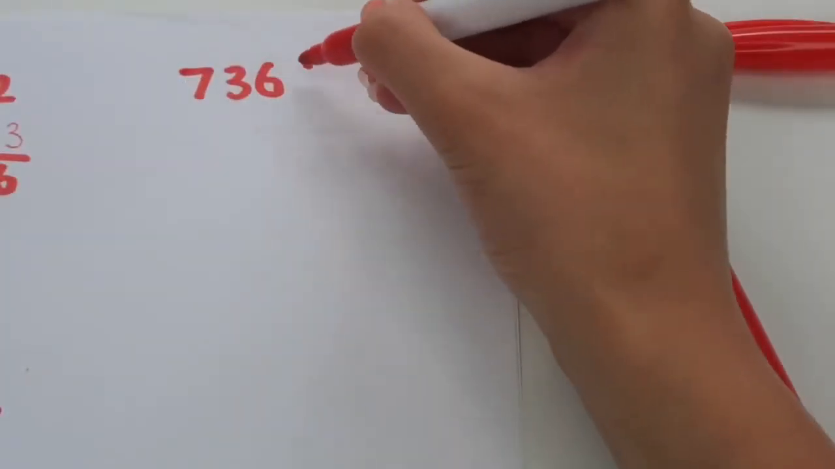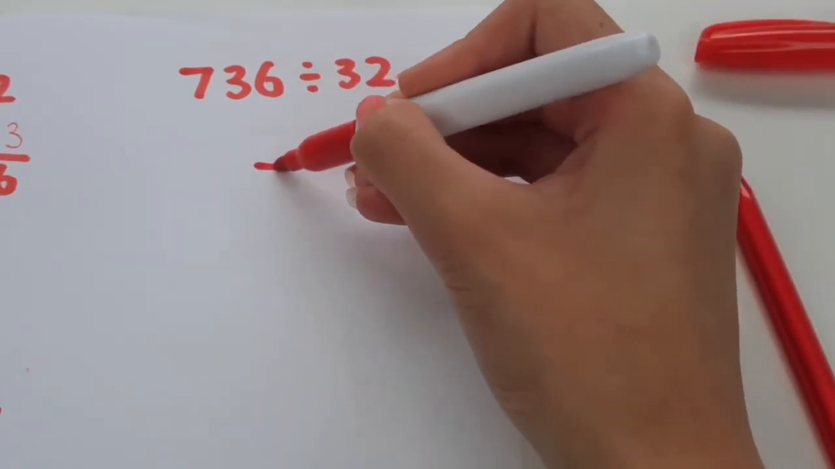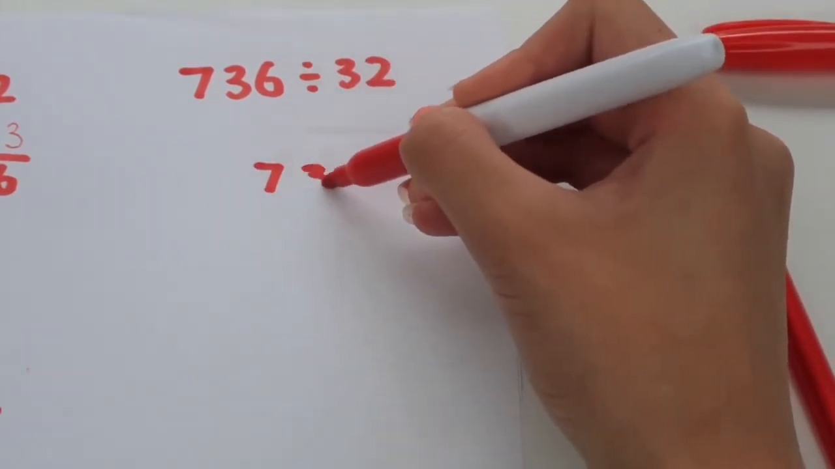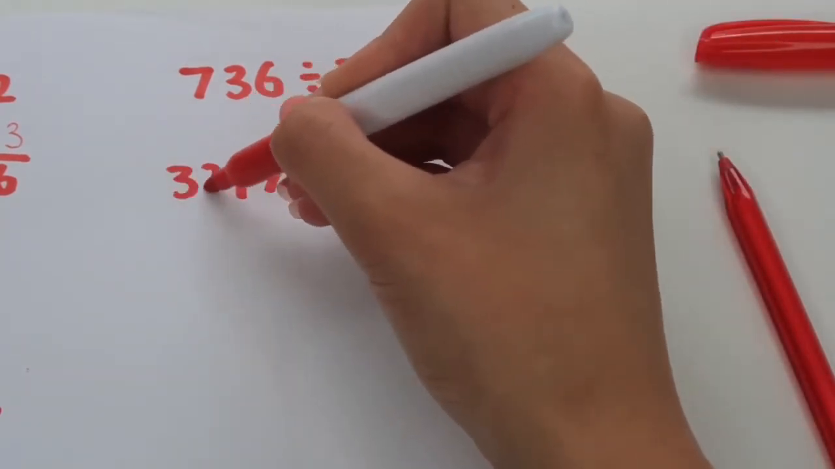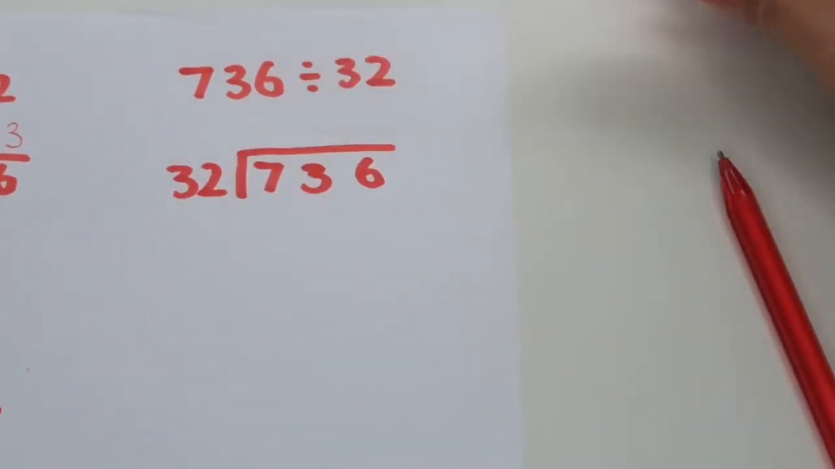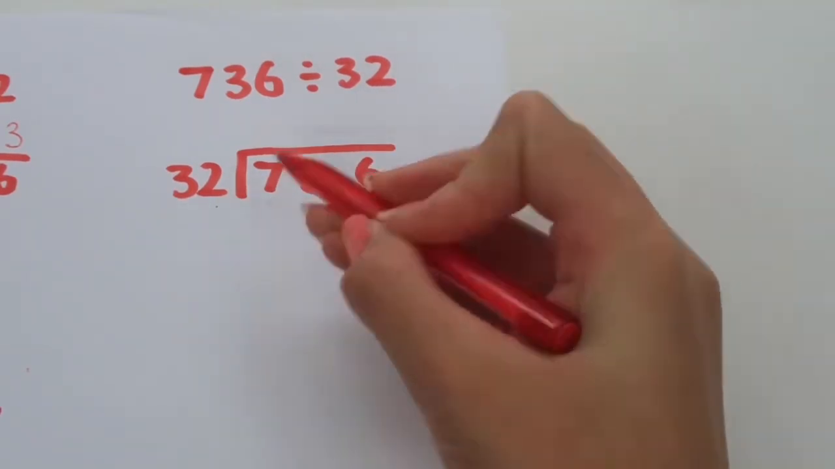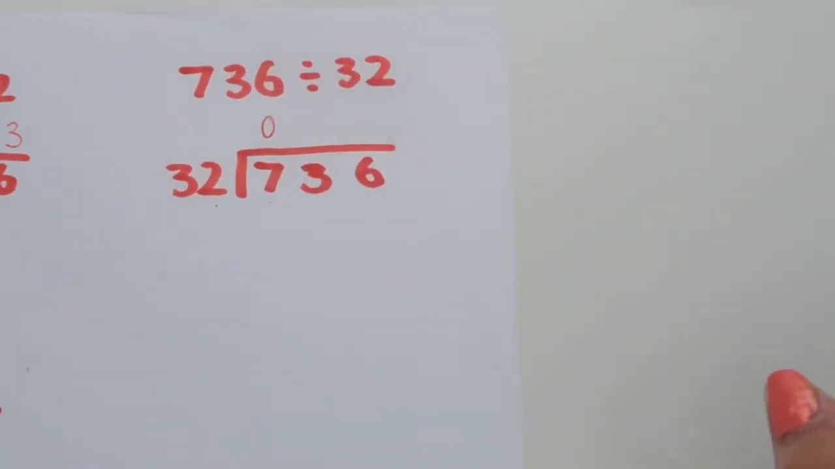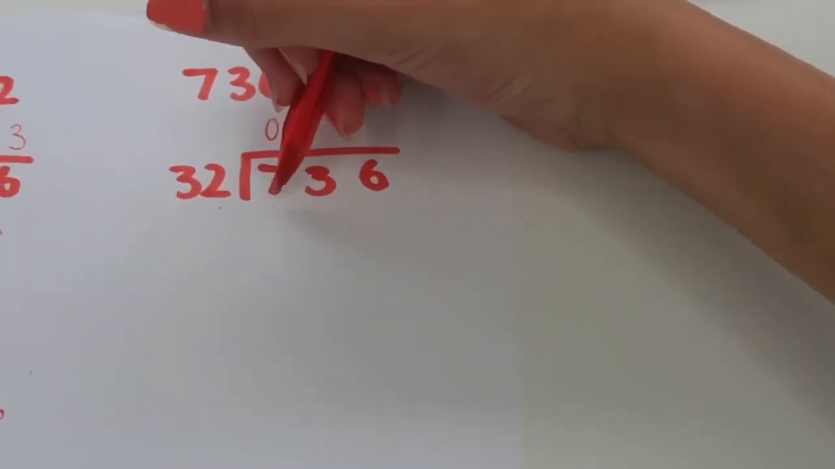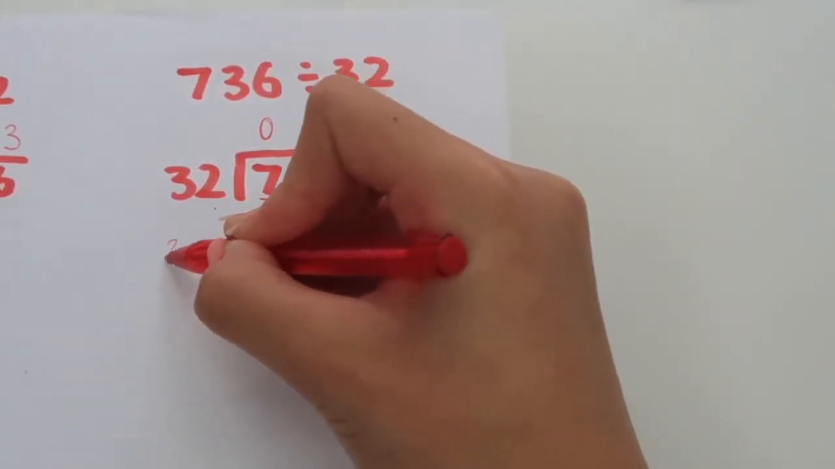Now we are going to divide by double digits. 736 divided by 32. As before, we write down the first number inside the box and then write the other one outside. When we work with double digits, we never just look at the first number because 32 cannot go into 7 any times. So we need to do the first two numbers. How many times does 32 go into 73?